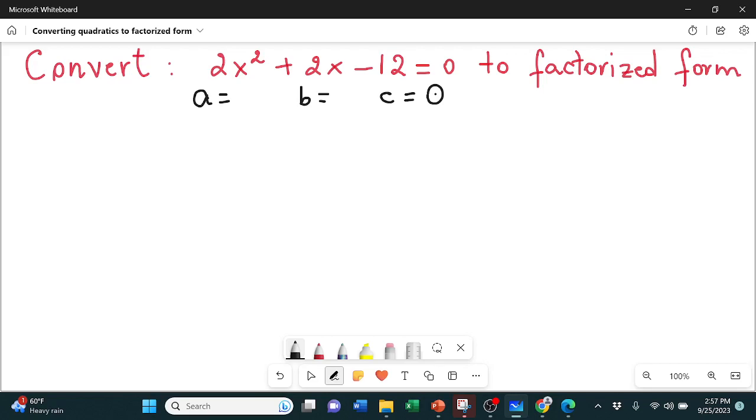Hello everyone. Today we're going to talk about how to convert a quadratic equation to a factorized form. So the quadratic equation that is given to us is 2x squared plus 2x minus 12 equals 0. In order to convert the standard form to a factorized form, first of all, we're going to identify a, b, and c. A is 2, B is 2, and C is negative 12.